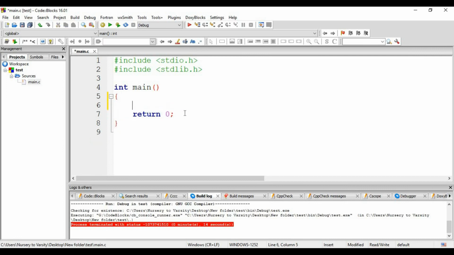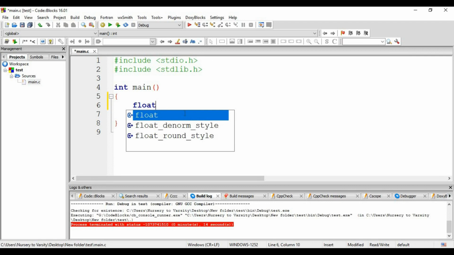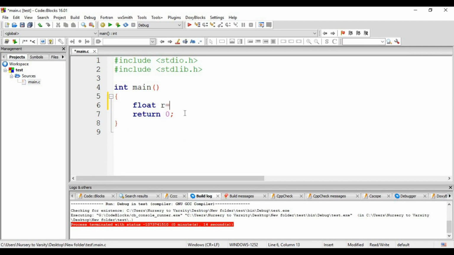Okay, next, in the real mode, all the operands will be either real variables or real constants. For example, float r = 4.2, area, and area = 3.14 * r * r. In this, r and area are float variables, and this statement is a real mode arithmetic statement.